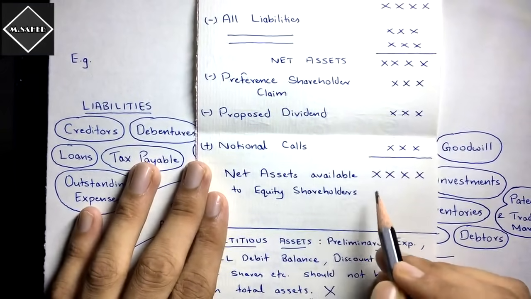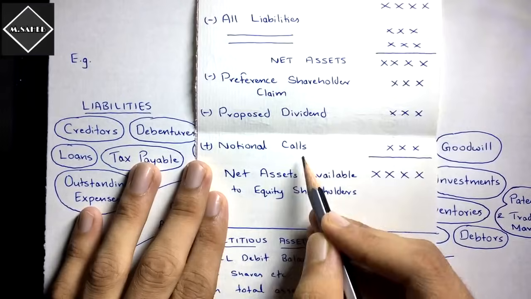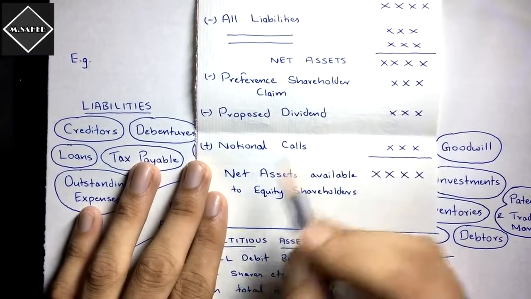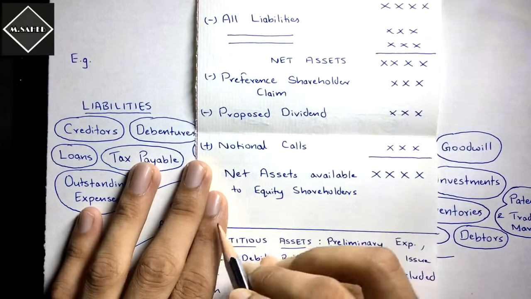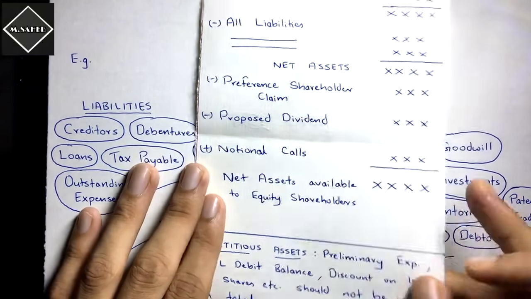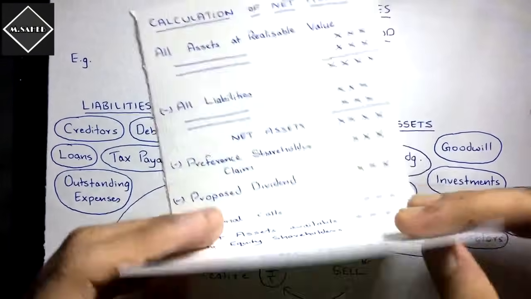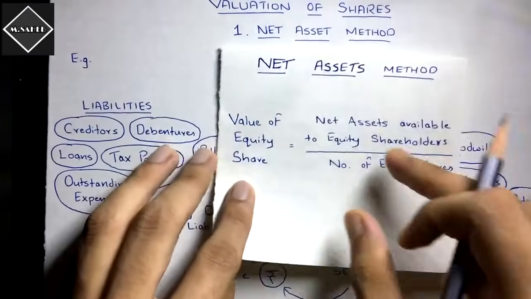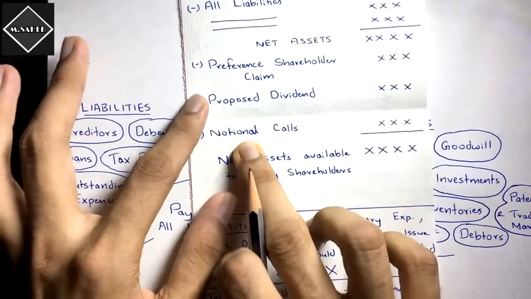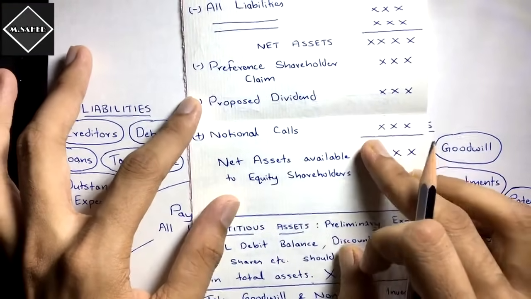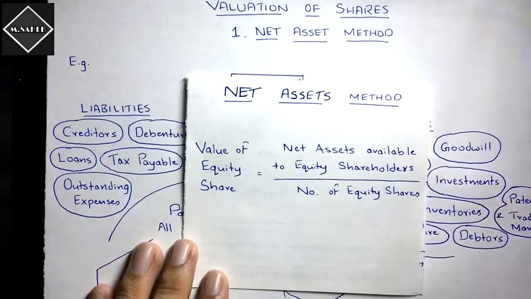In this problem itself we are going to see how to add notional calls. And after calculating the value of share, we are going to reverse this process. This is a fake adjustment, so we need to reverse it, and we are going to subtract that value. We'll see that in solving this problem. So this is how you calculate the net assets available to equity shareholders, and then you take the formula and calculate the value of equity shares, and at last we reverse this process. The notional calls will be subtracted. Understood?